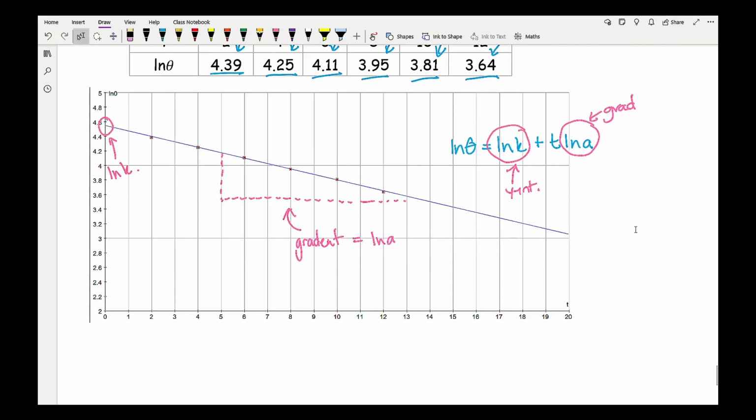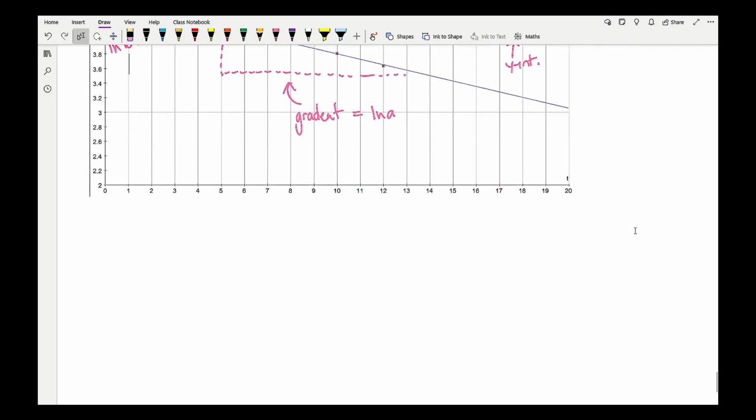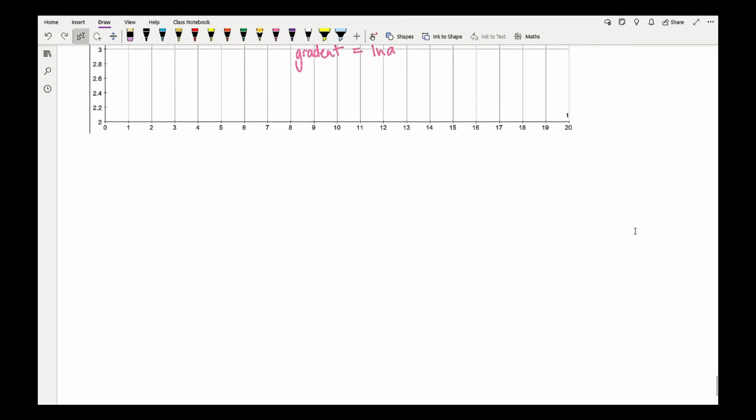Now because the points lie on the straight line, and the question doesn't actually tell me that I need to use the actual graph, let's now work this out using algebra. So the gradient is equal to ln A. Then using two values from the table, let's go for 2 and 4.39 and 12 and 3.64.